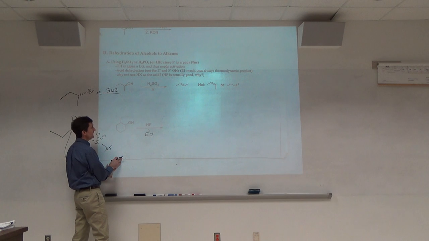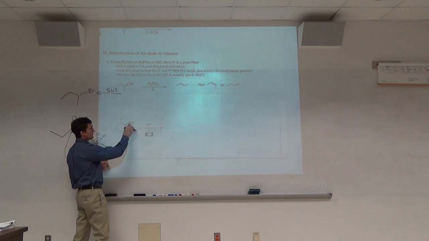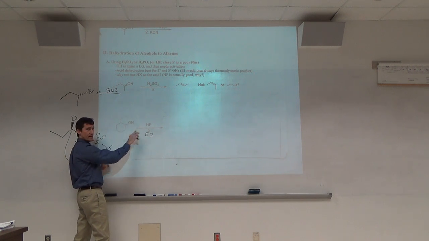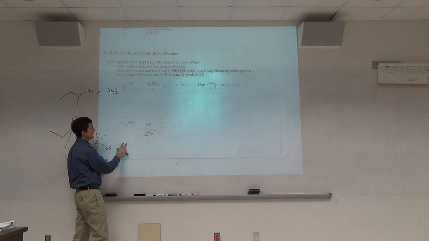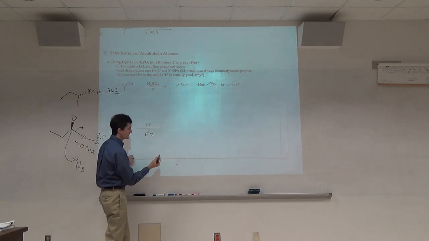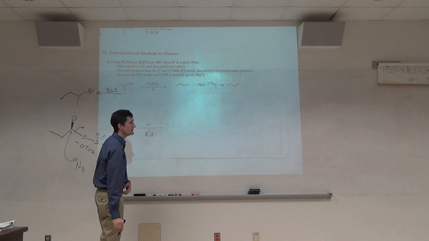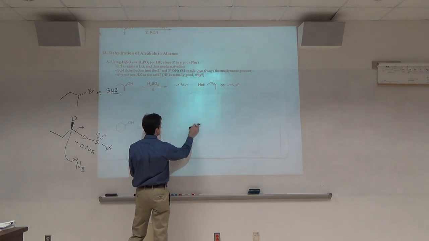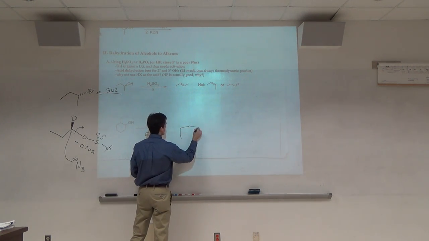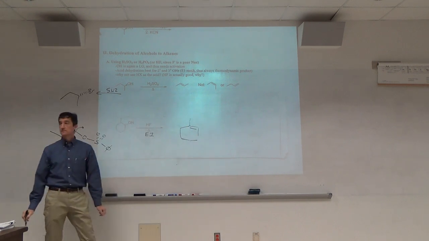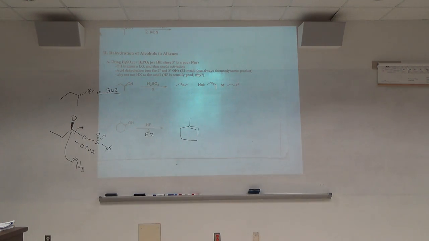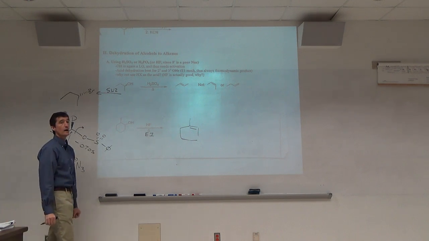Now that it's E1, mechanism is going to be what? Protonate this. Then it ionizes. What's the product? What product does E1 always give? Always get Zaitsev product. That alkene. Questions?